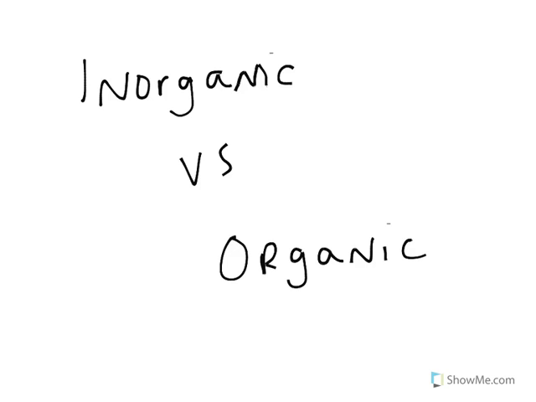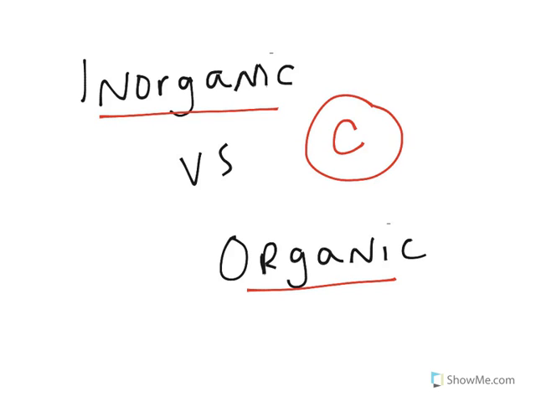When defining if something is classified as organic versus inorganic, you have to look at the composition of the compound. And the main thing to note is whether it contains carbon. If it contains carbon, it's an organic compound. And if it does not contain carbon, then it is considered inorganic.